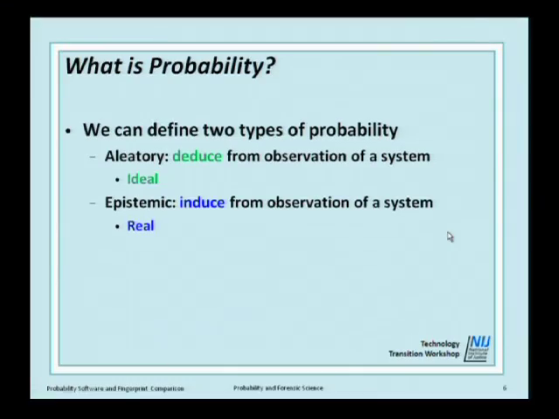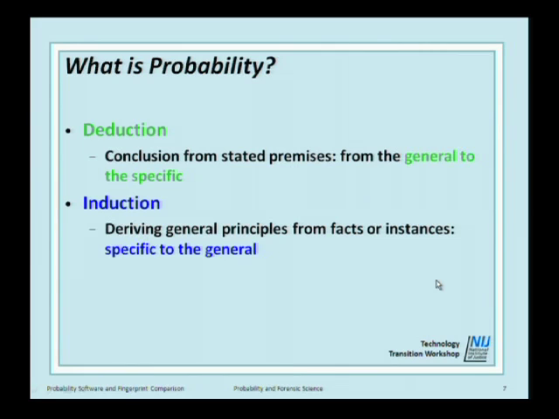And we can define two types of probability, and there's no need really to capture this. This is just to give an idea of how probability works. You can talk about this aleatory form of probability where you deduce the observation from a system. It's an ideal probability. Or you can talk about an inductive process when you're talking about observation of a system having real probabilities. Okay. And anyone who reads Sherlock Holmes will be aware of deduction.